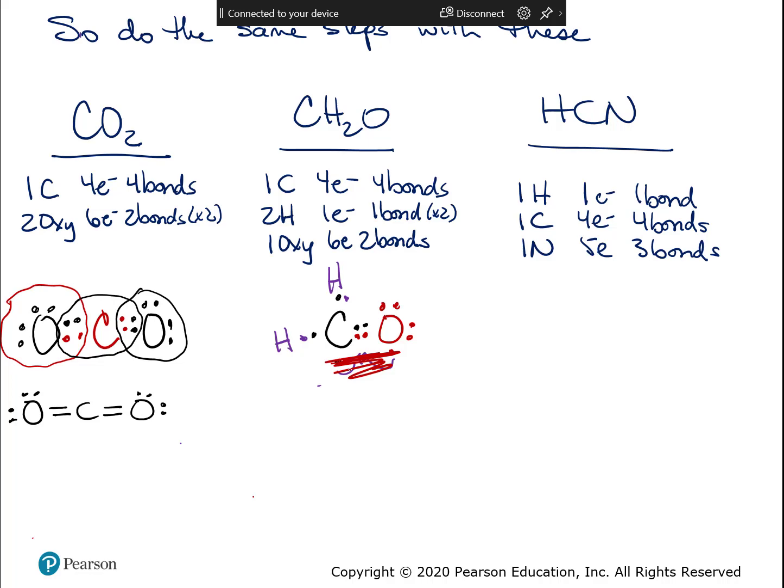Now can you see 8? If you look at oxygen, do you count 8? You look at hydrogen, can you count 2? You look at carbon, can you count 8? Yes? All right, then you know you're done, right? Because remember, hydrogen will only ever have 2. All the other ones have to have their 8.